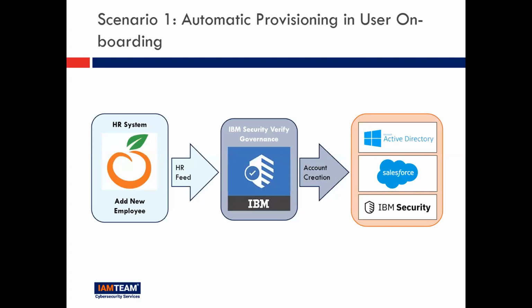Just one thing to point out, we use Orange HRM as the source of identity for this example, but we can also utilize other HR systems. There are out-of-the-box adapters to allow IBM to connect to some of the more popular applications out there. But if your organization does not use an HR system, you can directly update your applications through Verify Governance. You can use Verify Governance as the source. With this, you just directly add or remove identities in Verify Governance, and that will reflect in Active Directory and other applications.